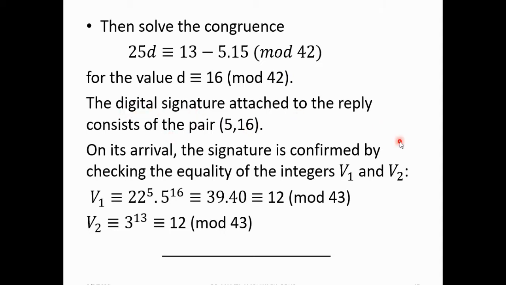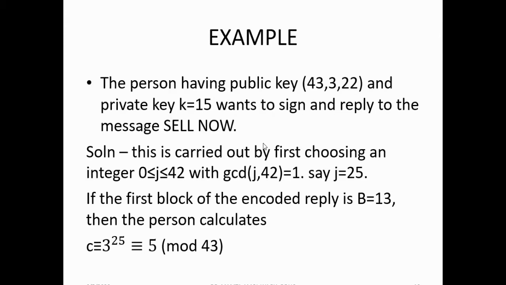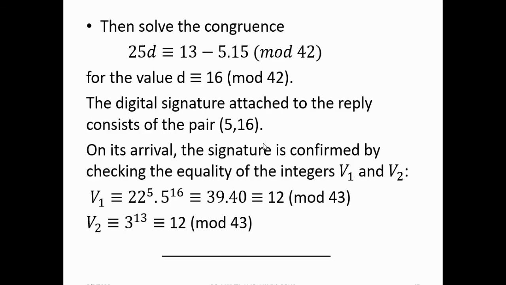The digital signature attached to the reply consists of the pair 5 and 16. So here your C is 5 and D is 16. This pair C, D becomes the digital signature. Then the message is appended with this signature and it is sent to the receiver.